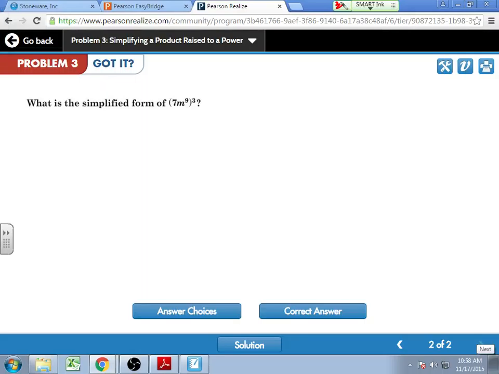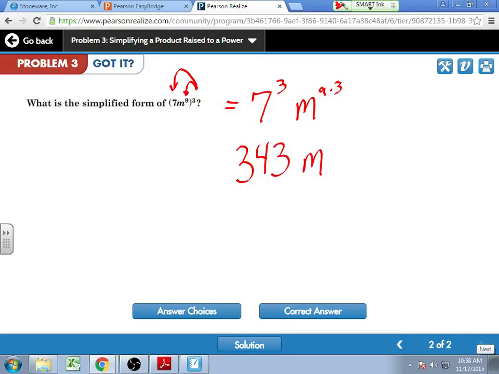You distribute the 3 to the 7, which is 7 to the 3rd, and then m to the 9th to the 3rd, which really you could just go ahead and write that they're going to multiply. 7 to the 3rd is 343, and m to the 27th. Yep.